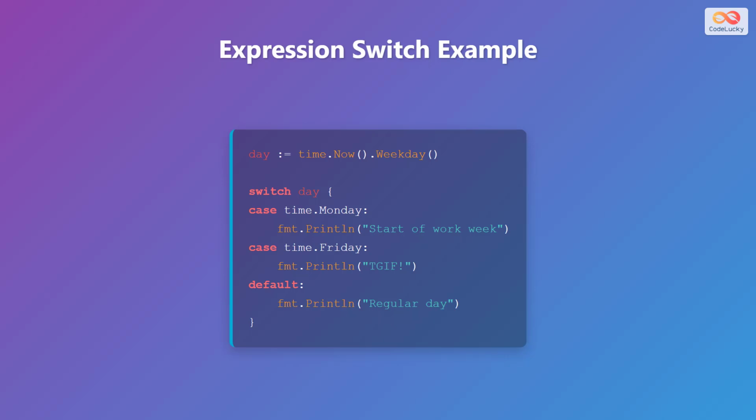Let's consider an example of an expression switch. In this code, we determine the current day of the week using the time.Now().Weekday function. The switch statement then checks the value of the day variable. If it is Monday, it prints "Start of work week". If it is Friday, it prints "TGIF". For any other day, the default case is executed, printing "Regular day".